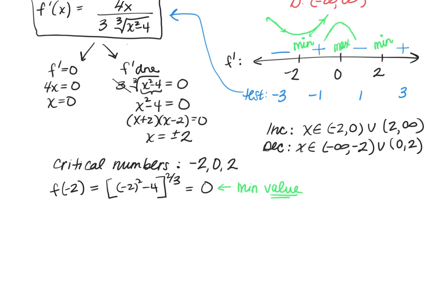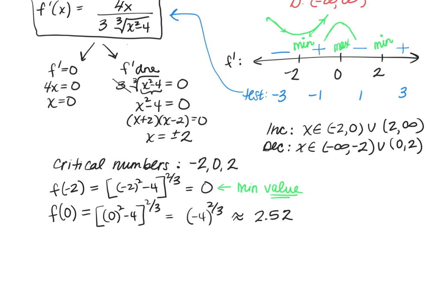And next we've got 0. We said that was going to be the location of a local maximum. So substituting that back into the original function is going to give us -4 raised to the 2/3 power. That does not work out nicely, so you could either leave it in this exact form or go to your calculator. And that's approximately 2.52. So this output, this y value, is the local maximum value.